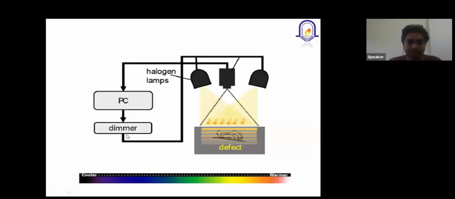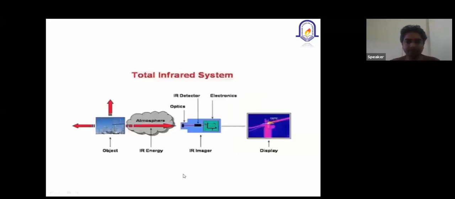Okay, and there is one dimmer. Dimmer is basically used to control the intensity of this halogen lamp. This is the temperature scale, as I have already explained.